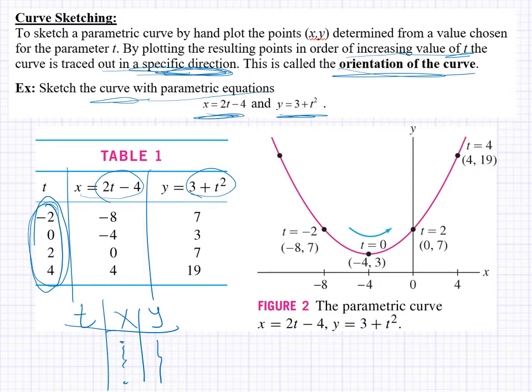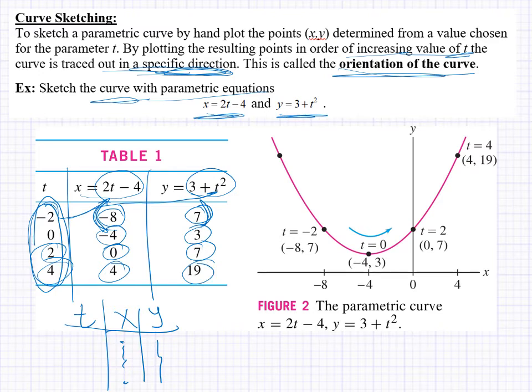So I pick a value of t, plug it in here, I get an x. Plug that same value of t in here, I get a y. There's one point on the parametric equations. Then plug another value of t in, you get an x, you get a y. Another value of t, get an x, get a y. Another value of t, get an x, get a y.